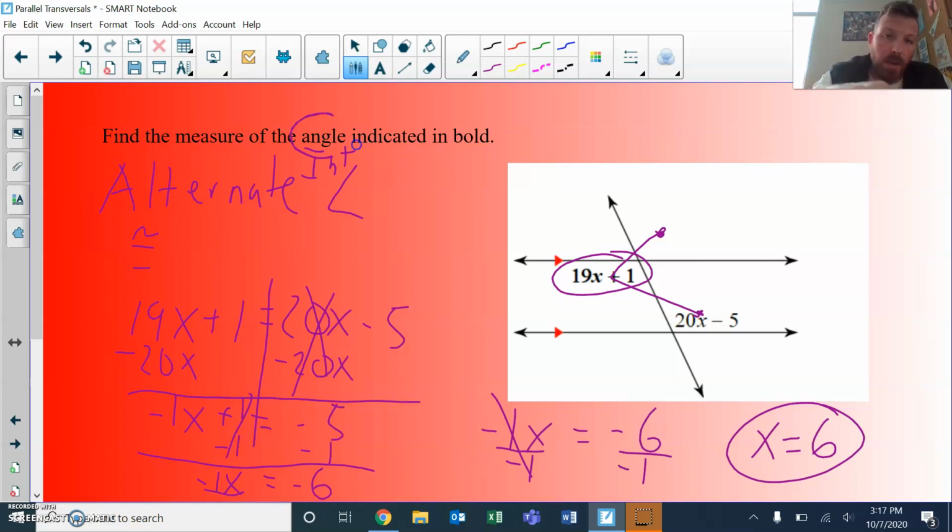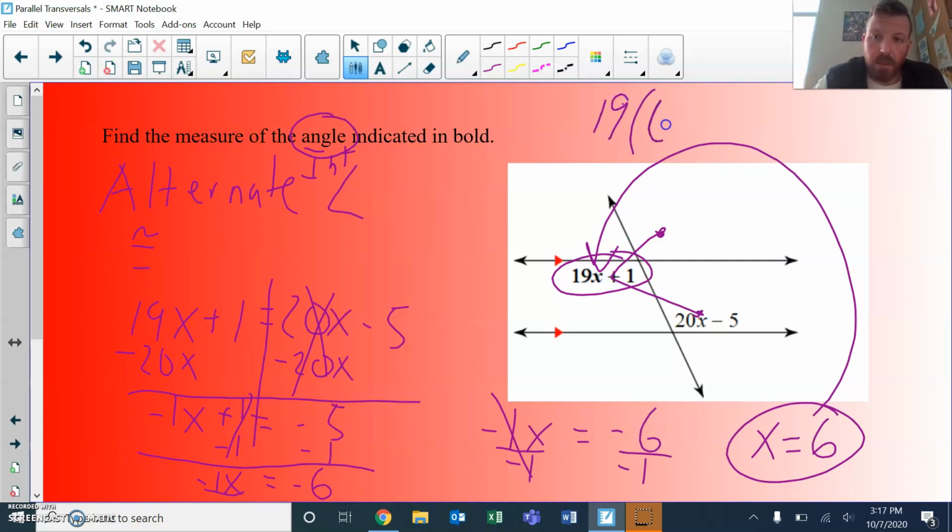Since I'm trying to find the angle, though, I'm going to go ahead and plug that x back into that particular problem. I don't need to plug it into the other one. I just need to plug it into the one I'm looking for. And so to do that, I do 19 times 6 plus 1. All right? So take your calculator, do 19 times 6 plus 1, making sure that you have it correct. 19 times 6 is 114, plus 1 is going to be 115. And so that means that this thing is 115 degrees.